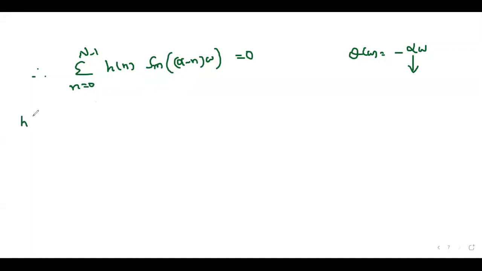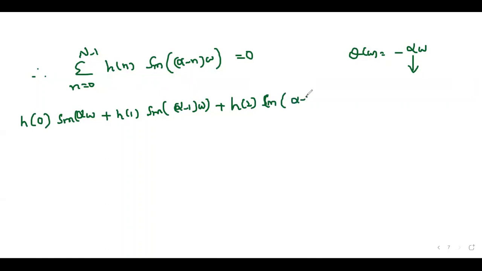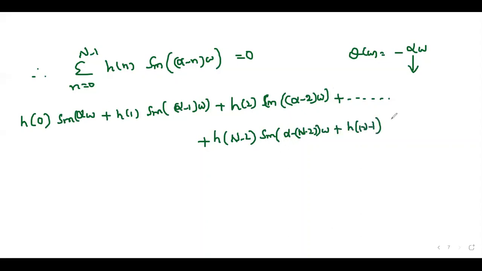So it can be written as n is equal to 0 means h of 0 into sine of alpha omega plus h of 1 into sine of alpha minus 1 omega plus h of 2 into sine of alpha minus 2 into omega plus and so on plus h of N minus 2 into sine of alpha minus N minus 2 into omega plus h of N minus 1 into sine of alpha minus of N minus 1 into omega is equal to 0. Okay.